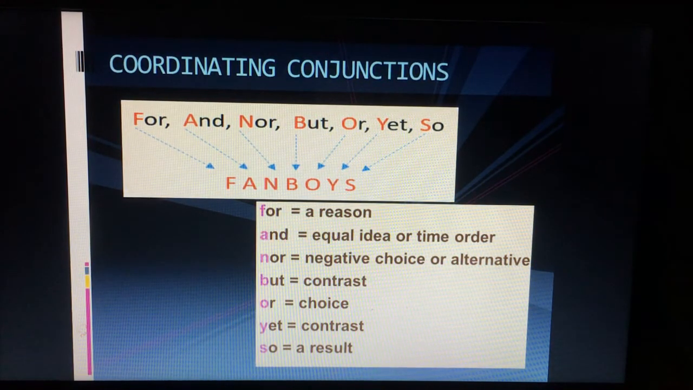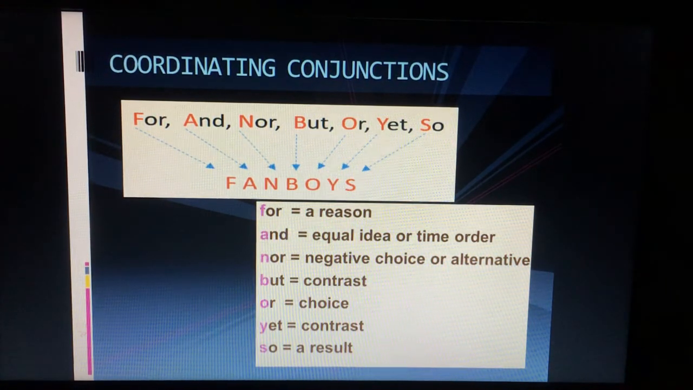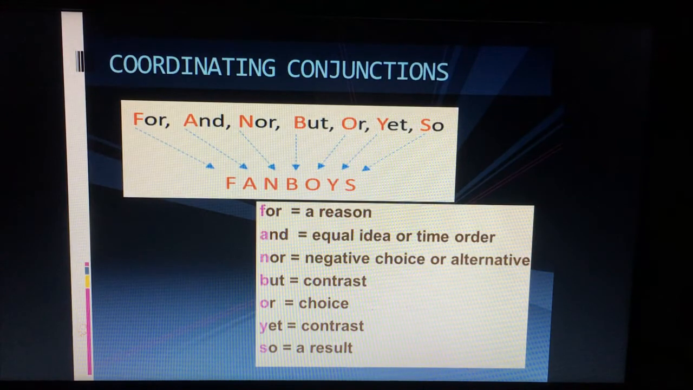I hope you got this idea and that you will benefit from this video. Please try and practice more and more. It's not that tough to understand phrases and clauses.